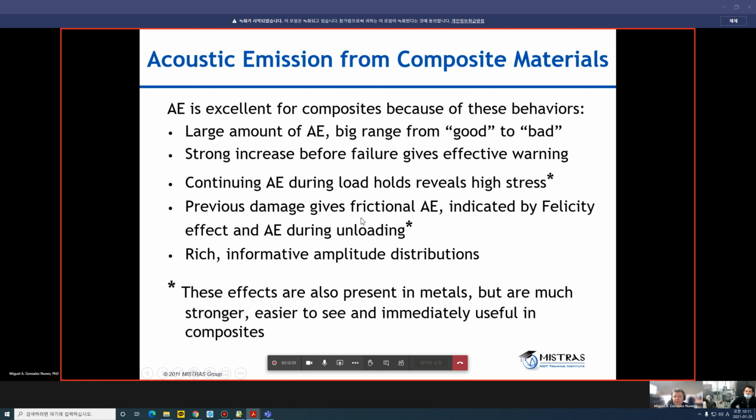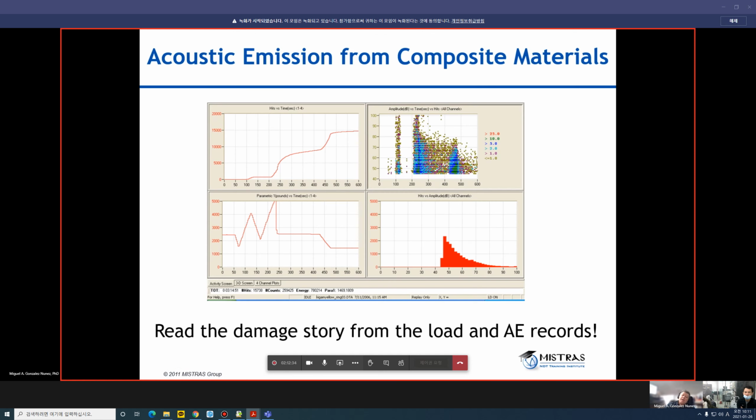Previous damage gives frictional acoustic emission, indicated by the Felicity effect, and you will observe acoustic emission happening sometimes during the unloading of the test piece. This gives very rich, informative amplitude distributions, and these effects are also present in metals, but are much stronger, easier to see, and immediately useful in composites.